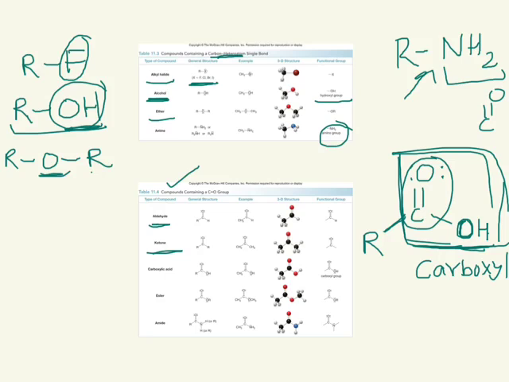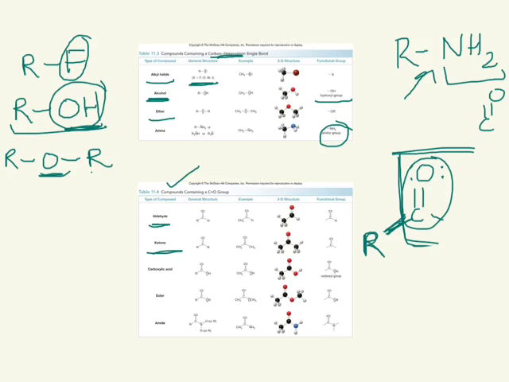Now the next one is ester. So again, let's get rid of this. If we have R on one side, meaning carbon on one side, any number of carbons, and on the other side we have O and then R, then this functional group C double bond O is known as the ester functional group.